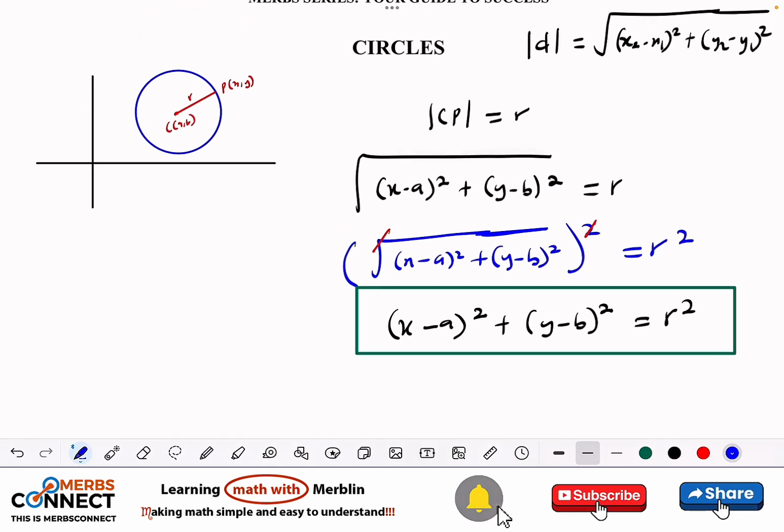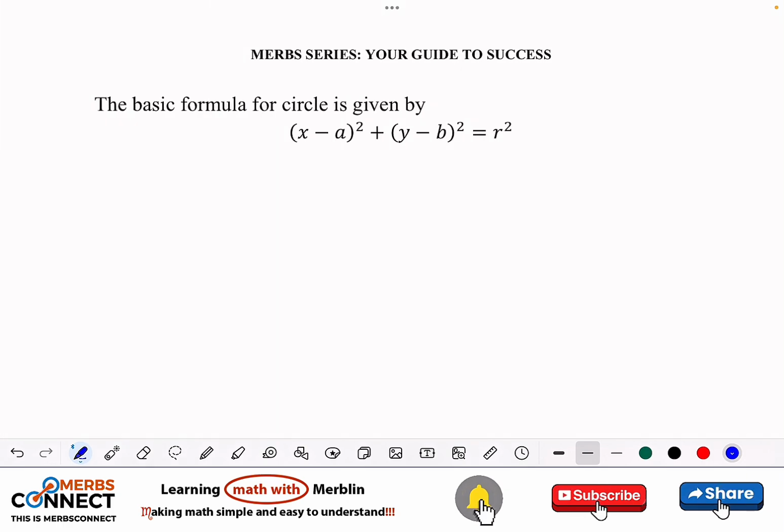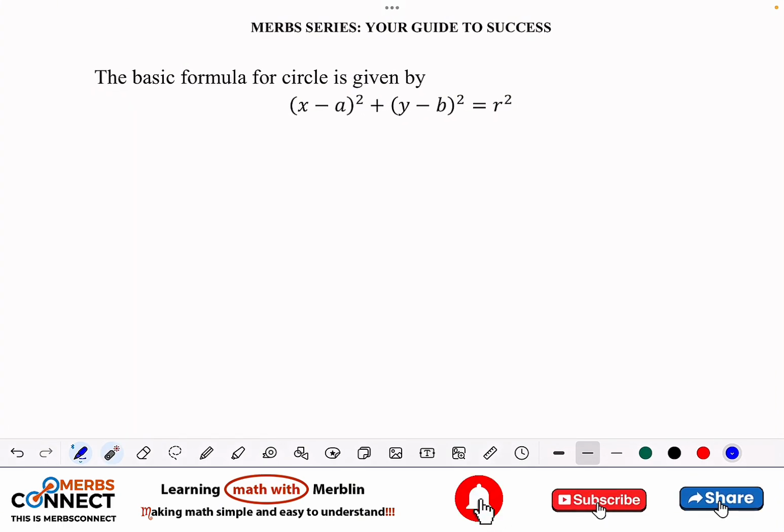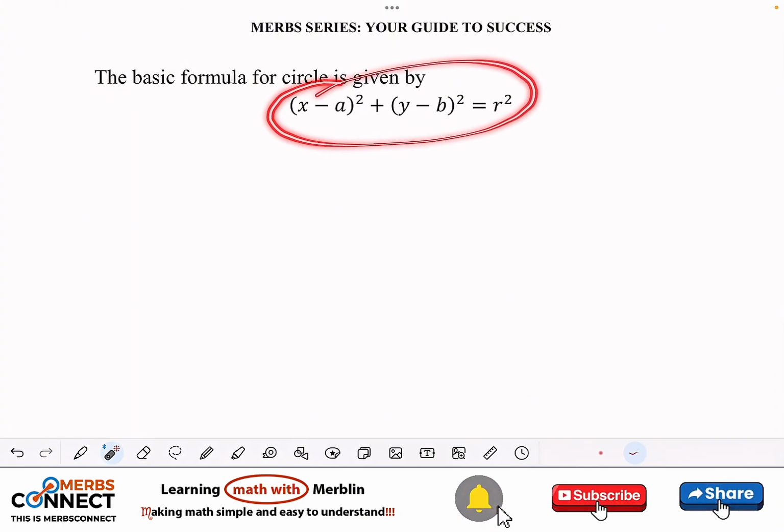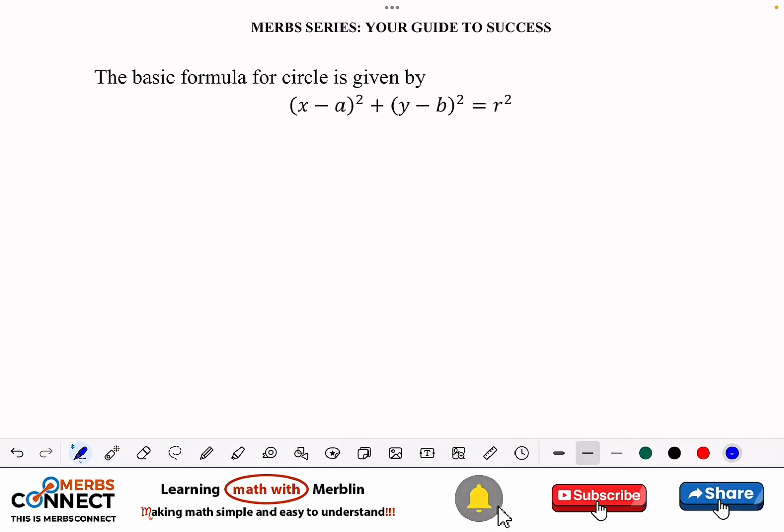Now let's look at further expansion on this. We just learned that the basic formula is this, but we are going to form another equation of the circle in a different form. So let's try and do that. Let's try and expand this.